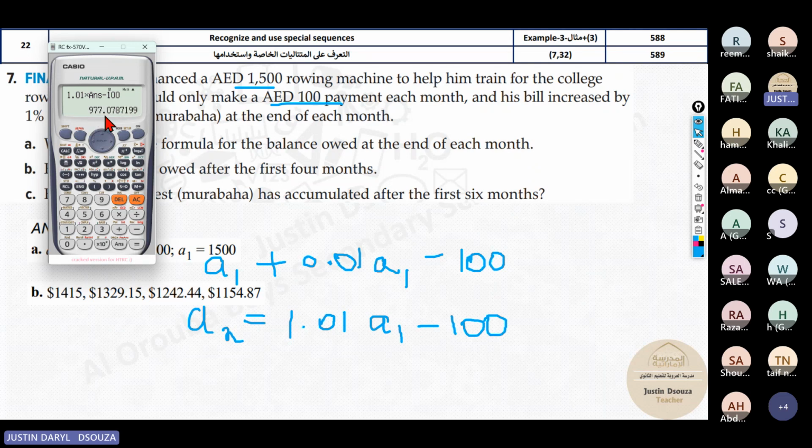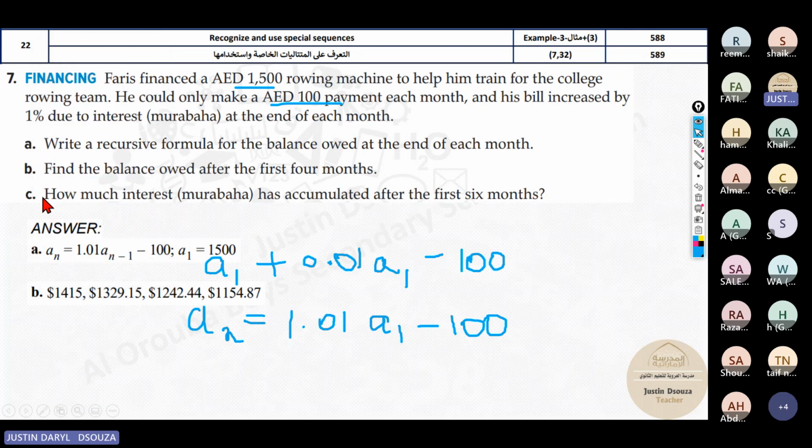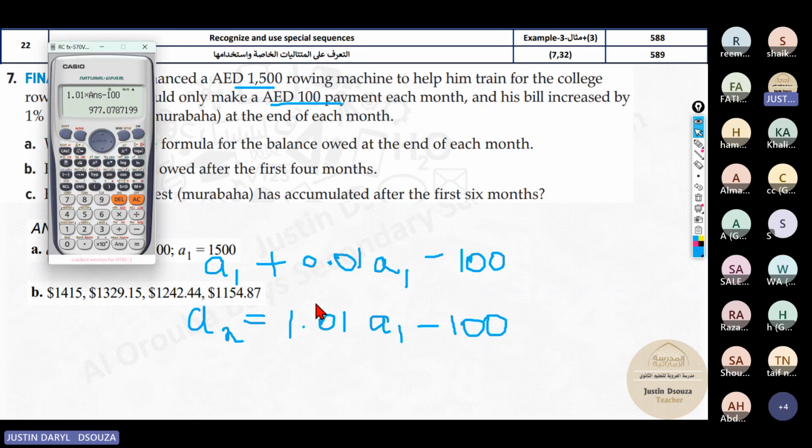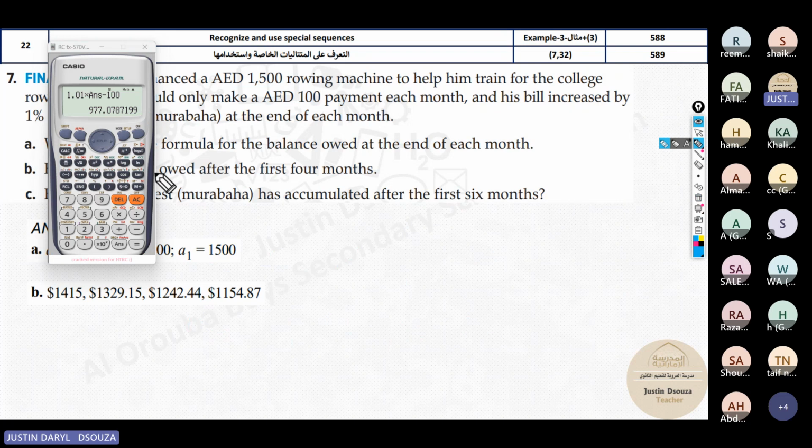This is the answer. Why did I find this? They have asked how much interest, or Murabaha, has accumulated after 6 months. So find the balance for the third part, part C. Find the balance after 6 months. That is 977.08. This is what is accumulated. This is the balance, not the interest.